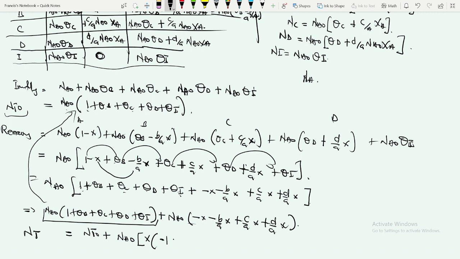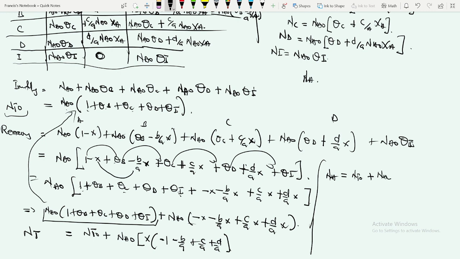So we can factorize x out here, and we are going to get x into bracket negative 1 negative b over a plus c over a plus d over a. And then we can have our N_A to be N_T0 plus. So now we have our x also factorized out.